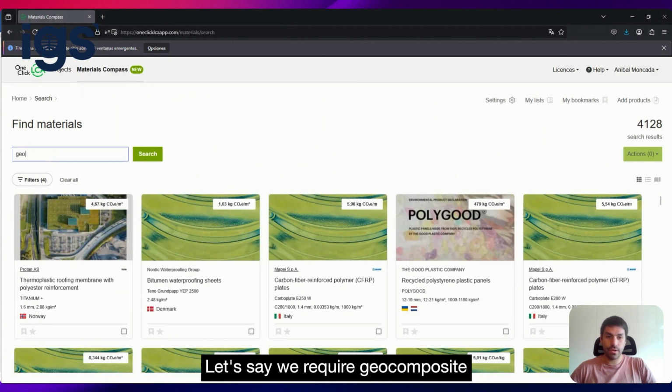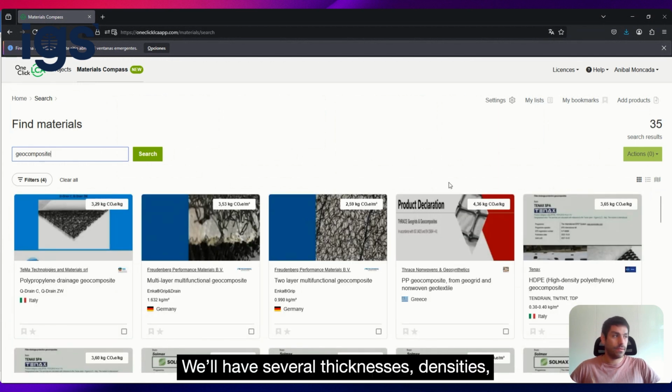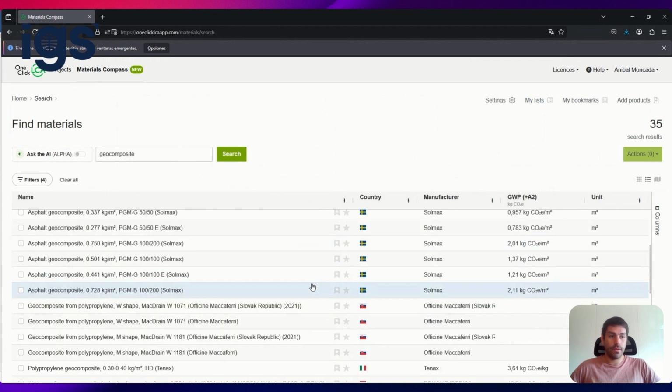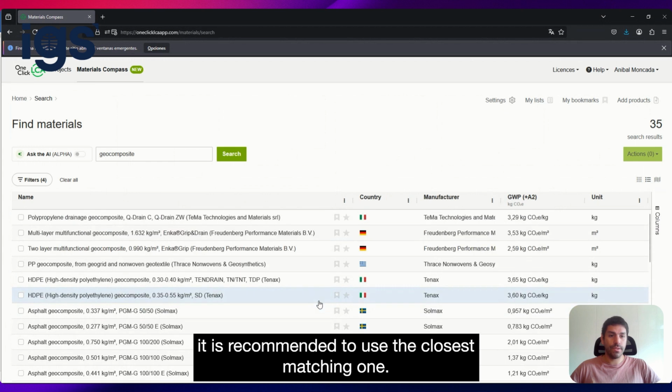Let's say we require a geocomposite. We'll have several thicknesses, densities, and material compositions. If the desired geocomposite is not available, it is recommended to use the closest matching one.